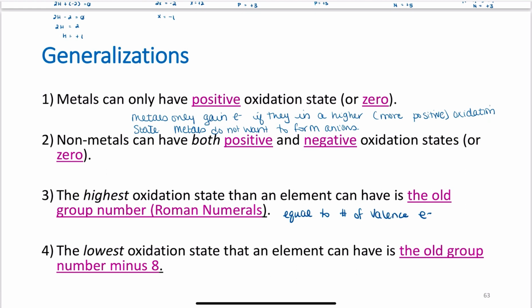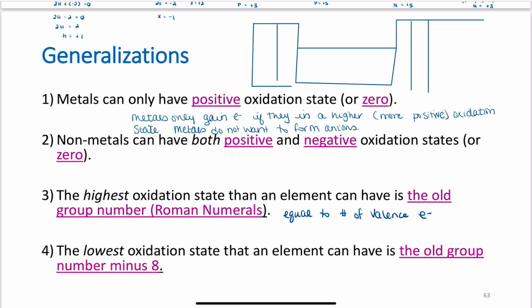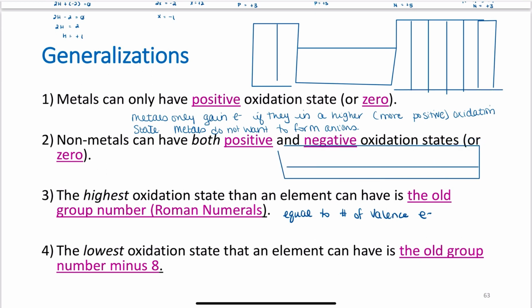So the old group numbers are, when you look at the table, you got your alkali metals, your alkaline earth, you got your transition metals, you got your P block over here. And then, below that, you've got your lanthanides and actinides. So the way that the table's numbered now is 1, 2, 3 to 12, 13, 14, 15, 16, 17, and 18. The old group numbering used to be 1, 2, skip the transition metals, 3, 4, 5, 6, 7, 8.